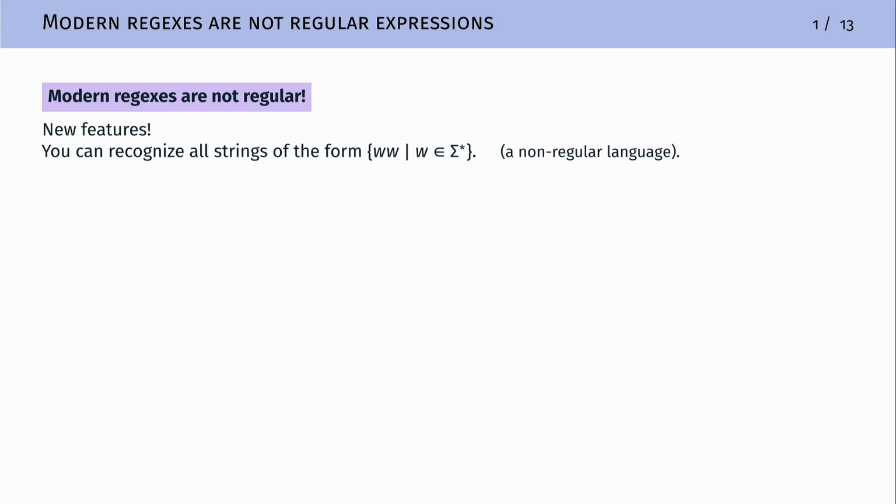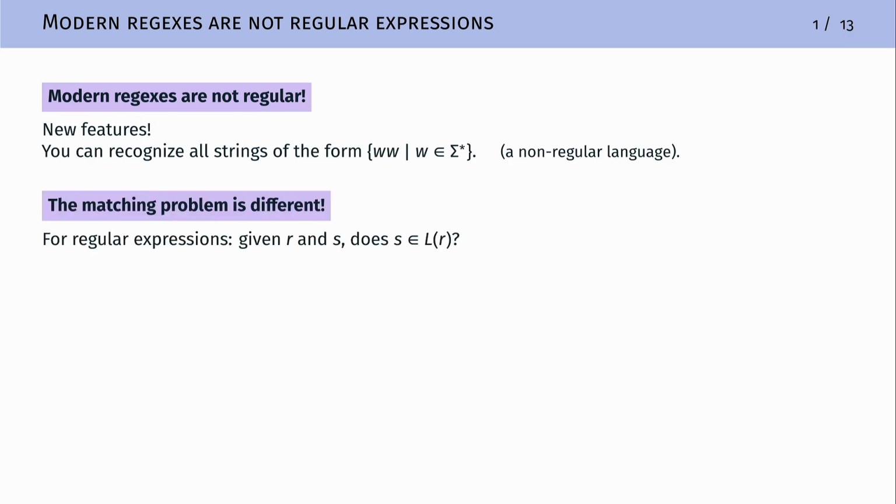First of all, they are not regular anymore, because we added some new features that increase expressivity, and it's actually quite easy to build a regex that will match the language of duplicated words, a language that is famously non-regular. But also, the matching problem itself is different. With a traditional regular expression, the matching problem is simple. We're trying to decide whether or not a given string belongs to the language recognized by the regular expression. It's a simple yes-no question.